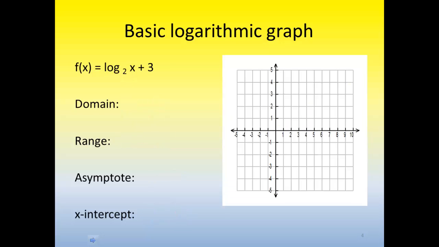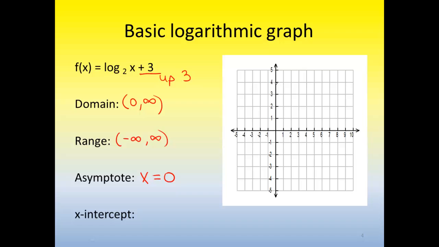So if I take a look at a basic logarithmic here, log base 2 of x plus 3, I can get a sketch by talking about the transformations. So the plus 3 is going to take my logarithmic graph and move it up 3. Now moving it up 3 does not change my domain. It is still 0 to infinity. Up 3 does not change my range. My vertical asymptote has not moved, but my x-intercept has.